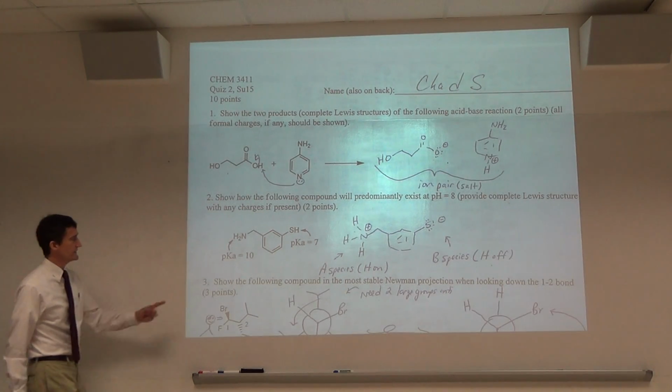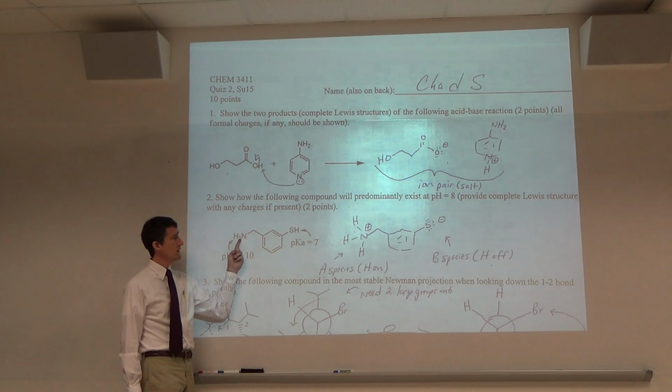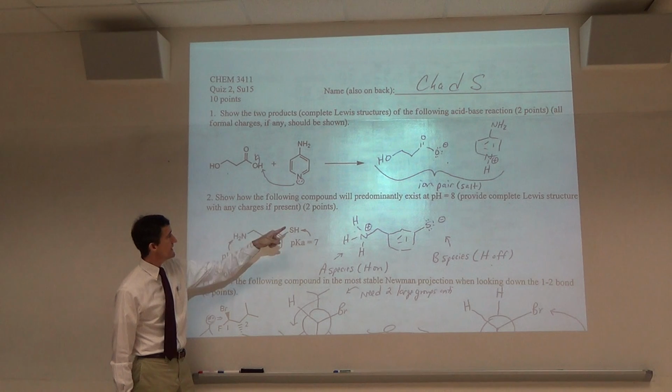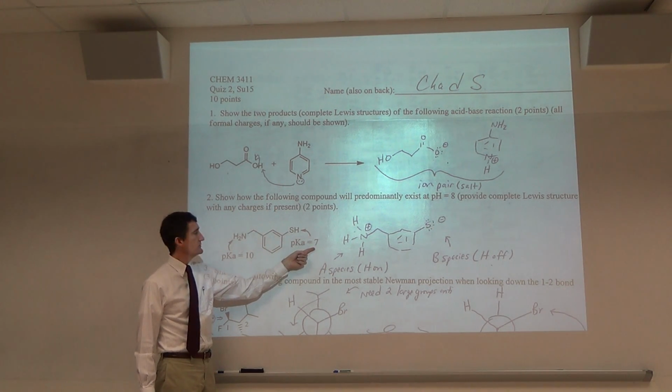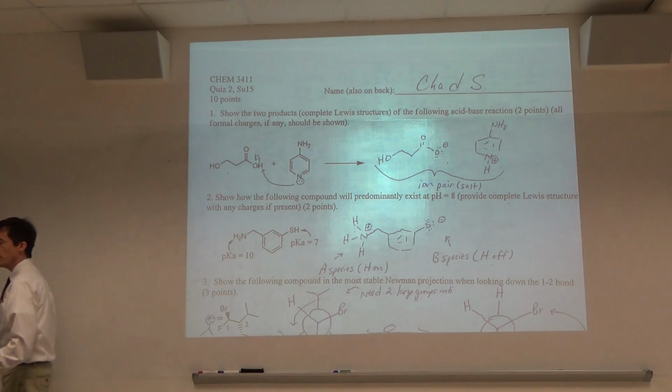Okay, 8 is on the acidic side of 10. Low side is acidic. 8 is on the acidic side of 10, so the proton is going to be on. When you put the proton on, it looks like this. Okay? 8 is on the high side of 7. The high side of 7 is the basic side. So the H is going to be off. And when the H is off, it looks like that. And that's how the molecule will exist.